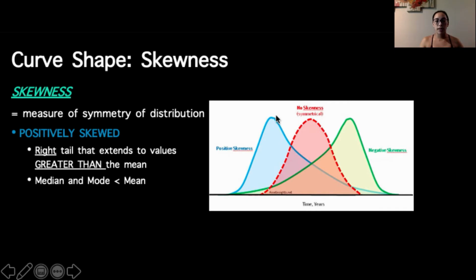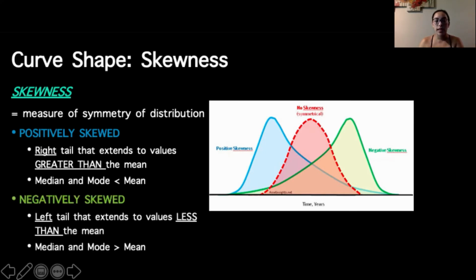So you can see positive skewness, our central tendency should relatively be centered around this peak, right? When we have an extreme score that exists out here, the mean is going to shift towards that tail. In other words, the mean should be greater than the median and the mode, or vice versa, the median and the mode are less than the mean. In negative skewness, it's just the reverse.